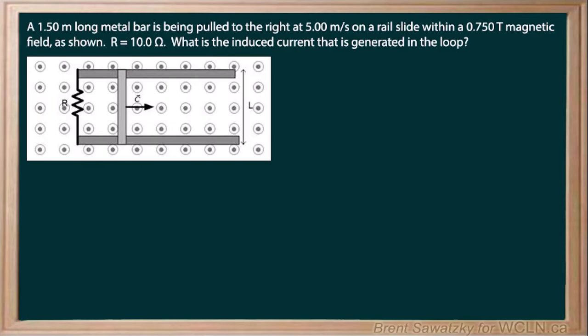Okay, so we have a rail slide here and we are looking for the induced current. And the induced current, let's see, we have a resistance here. So thinking of Ohm's law, really all we need is a voltage. And the voltage here is due to the induced EMF. So that seems like a good place to start. So EMF. And we can solve this in a couple ways.